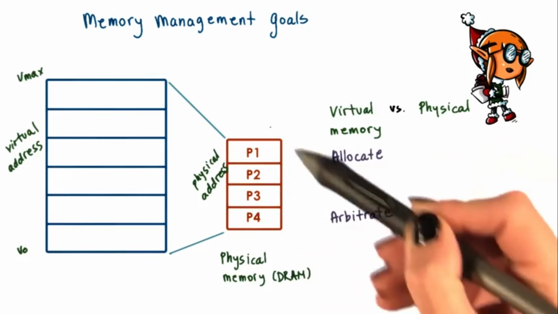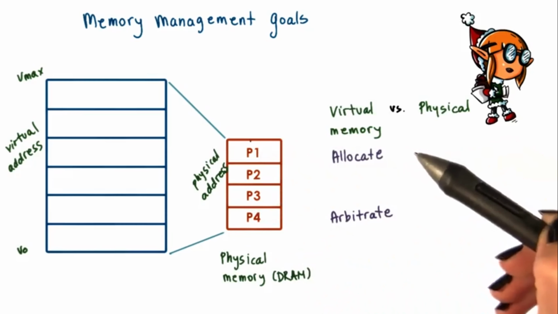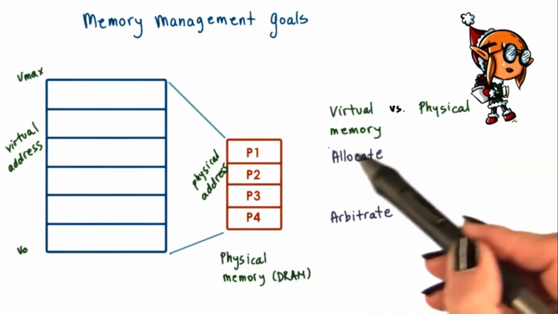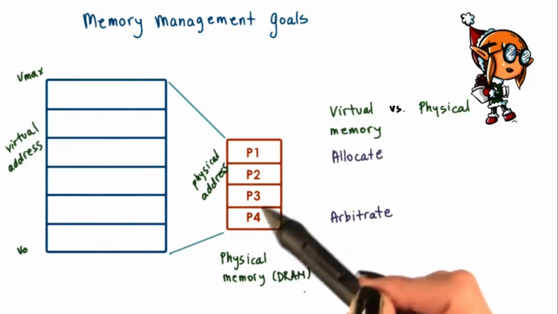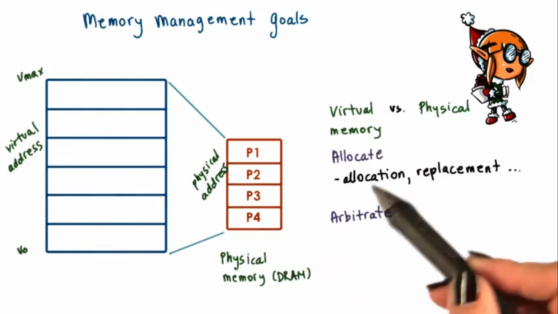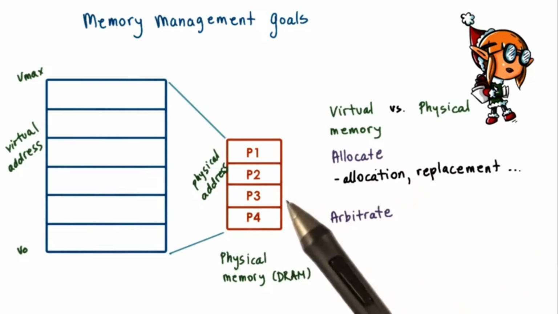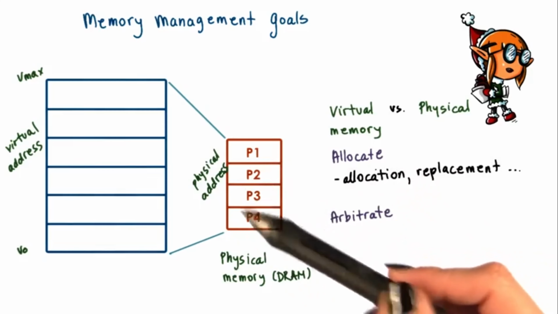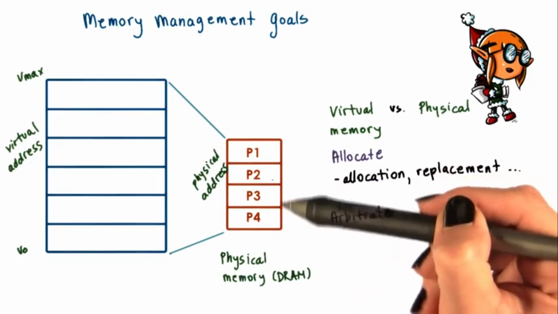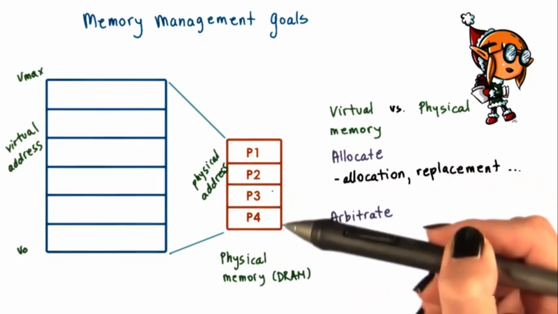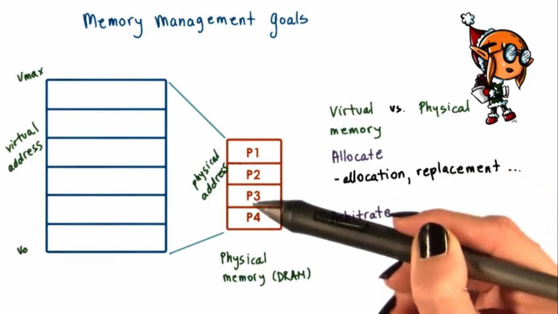In order to manage the physical memory, the operating system must then be able to allocate physical memory and also arbitrate how it's being accessed. Allocation requires that the operating system incorporates certain mechanisms or an algorithm, as well as data structures, so that it can track how physical memory is used and also what is free among the physical memory.